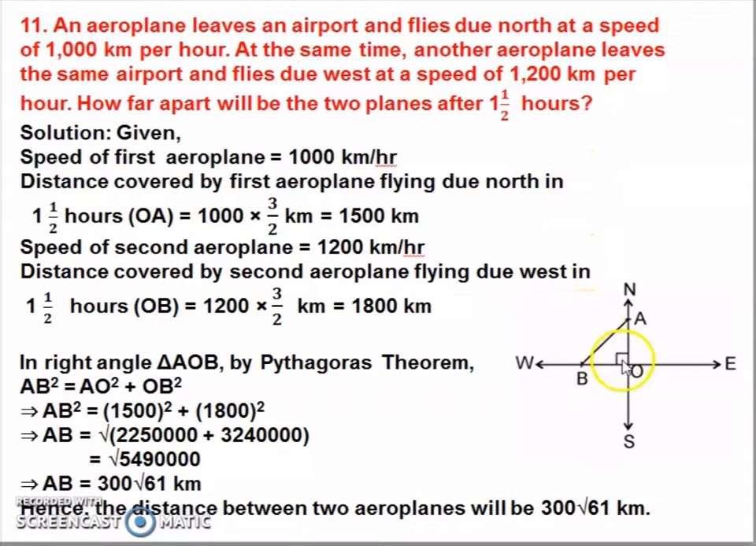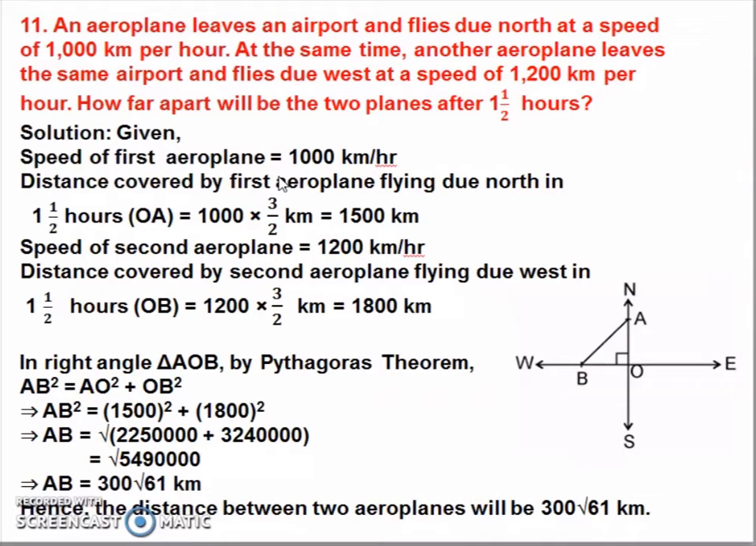So, this is the airport, the point O. From here, one airplane is going in this direction, north direction, and another one is going in west direction. That is, they are going into mutually perpendicular directions. Let's say after 1.5 hours, the first plane will reach the point A and the second plane will reach the point B. So the distance between them after 1.5 hours will be AB, which is what we have to find out. So we will apply Pythagoras theorem here.